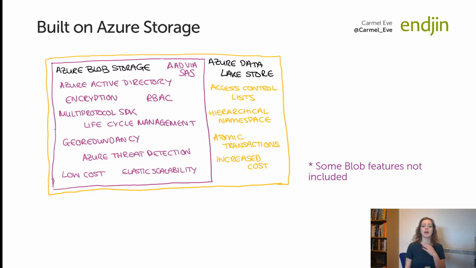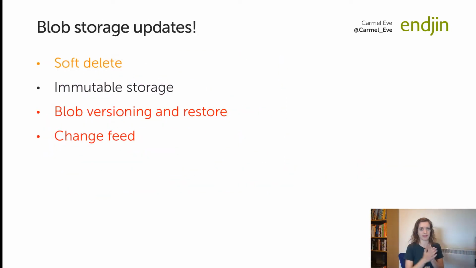I've put a star here because some blob features aren't currently included in Data Lake, and usually these are the new features which are yet to make it through to the hierarchical namespace enabled storage accounts. Some of these are shown here. Since I first wrote this talk, which seems like quite a long time ago, there have been quite a lot of updates to blob storage. Some of these are supported for ADLS, some of these aren't, but all of them are very much on the roadmap to be added into support.